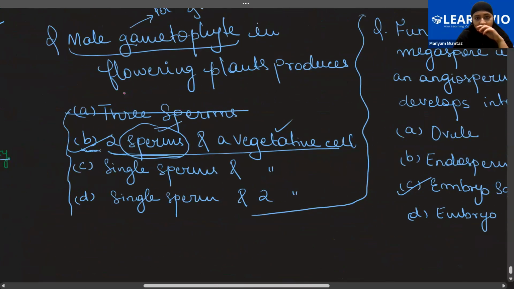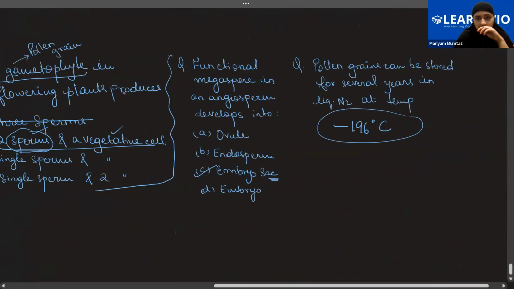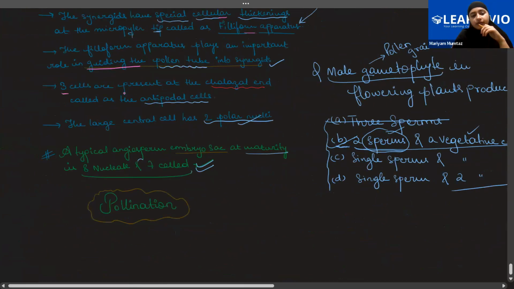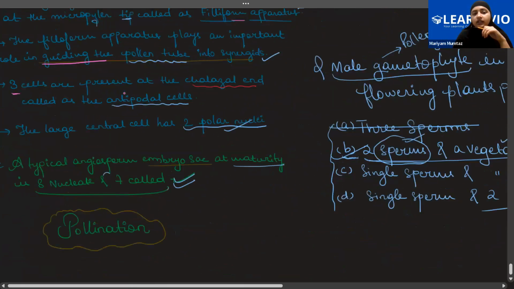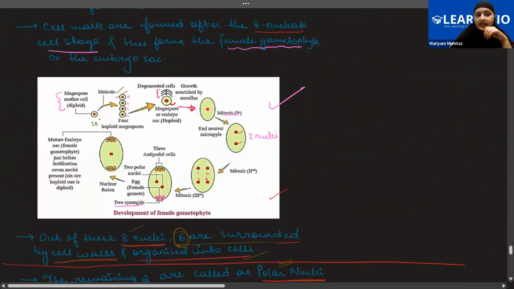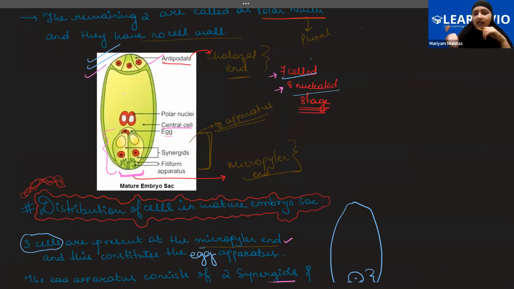I've written something here. What have I written? Okay. So this is all about the arrangement of cells, and this diagram and this diagram. This diagram can easily come in your question, like draw the mature embryo sac just as it is and label it. So you should know how the cells are arranged.